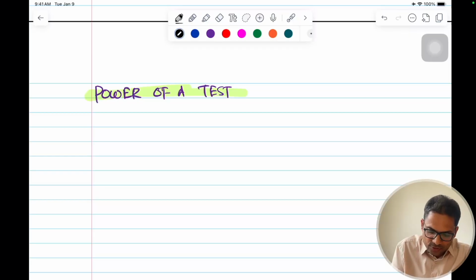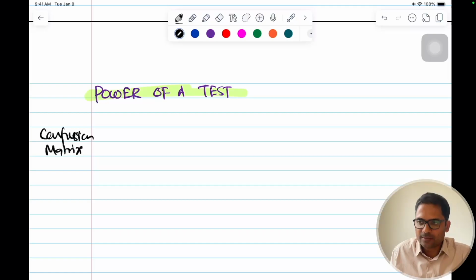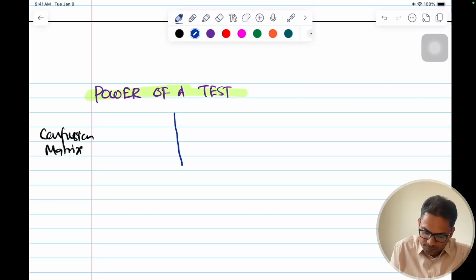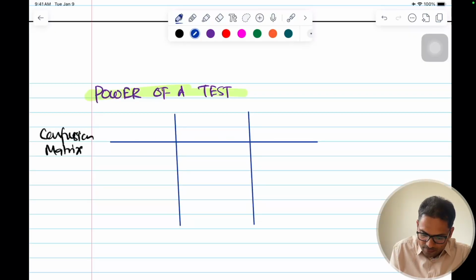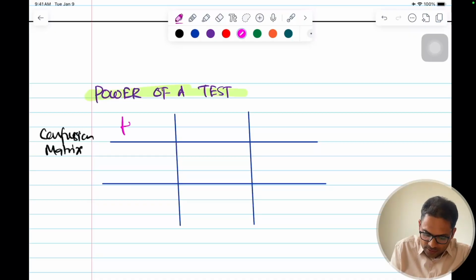So we'll create a confusion matrix. Let's create a confusion matrix for the alternate hypothesis. So this is my alternate hypothesis.